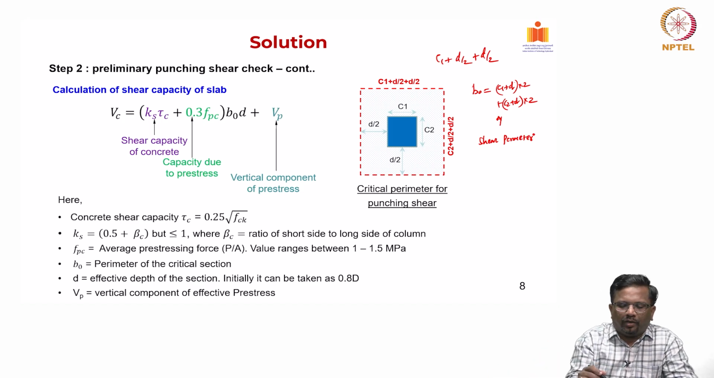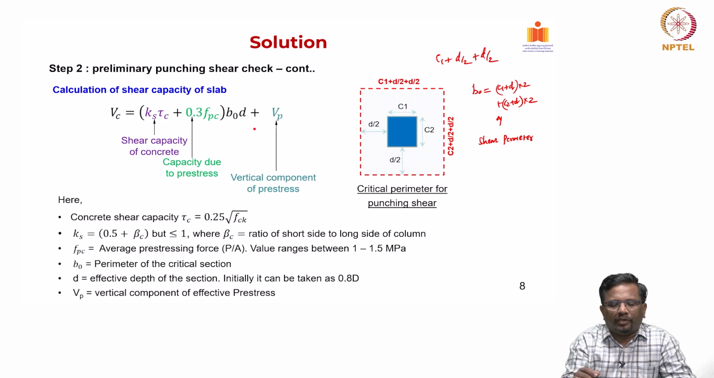So, the equation for punching shear comes from Ks times tau c, which is the shear strength of the concrete, and there is a beneficial effect of pre-stress, which comes from 0.3 times fpc, whatever that concentric pre-stress value is, that we multiply by 0.3 to account for the beneficial effect of pre-stress. That entire thing we are multiplying by b naught into d. b naught is the shear perimeter and d is your effective depth.